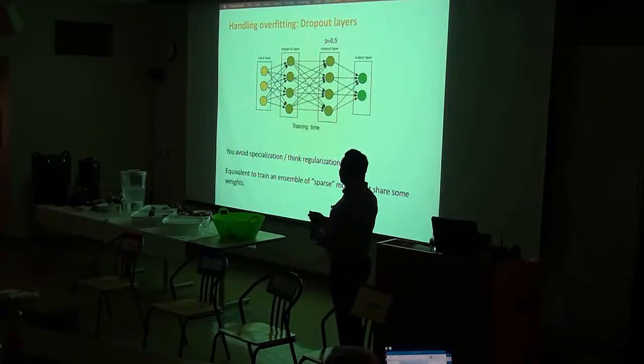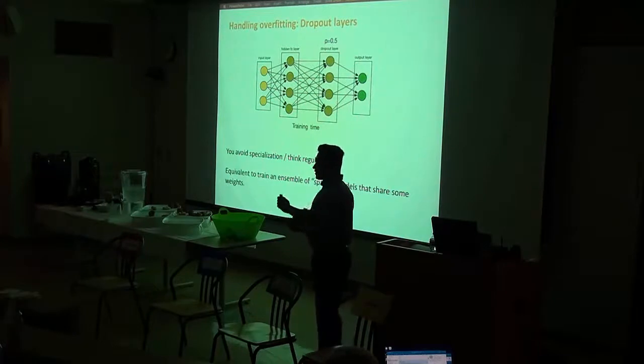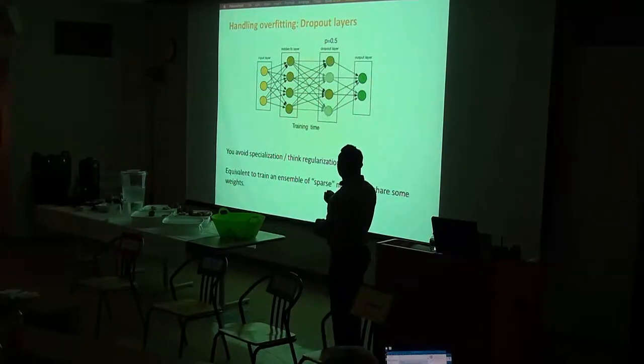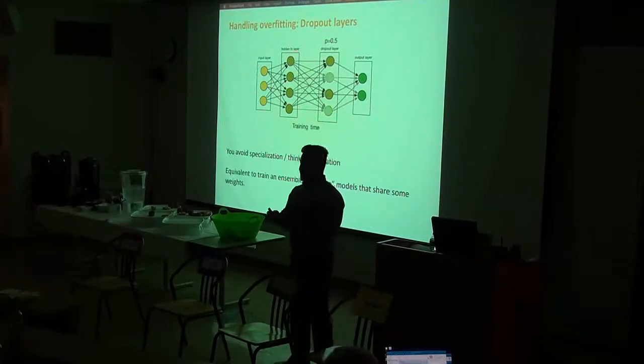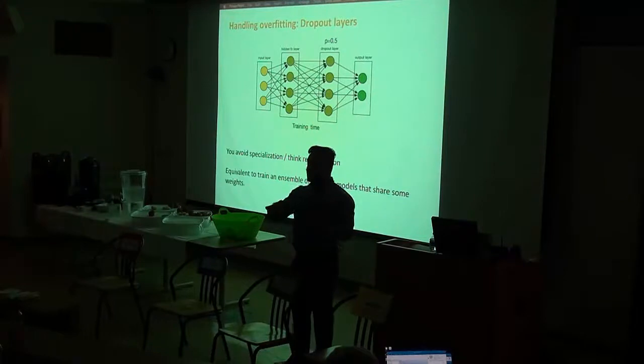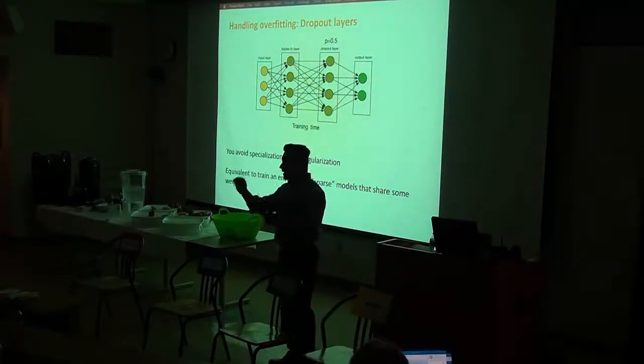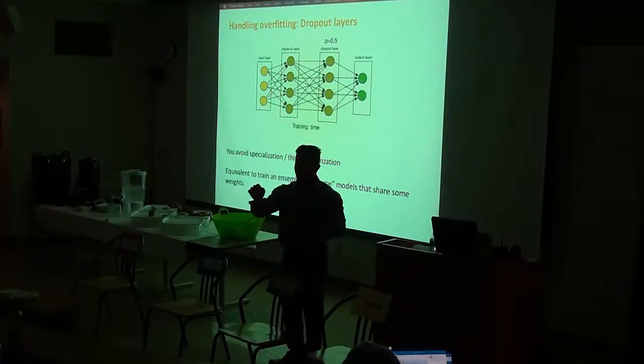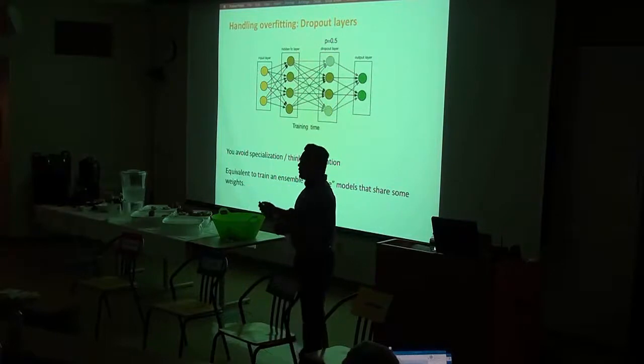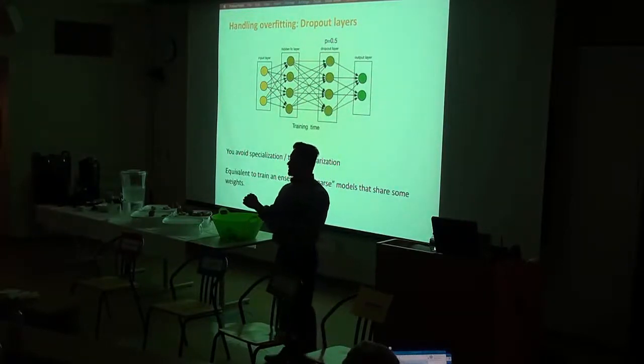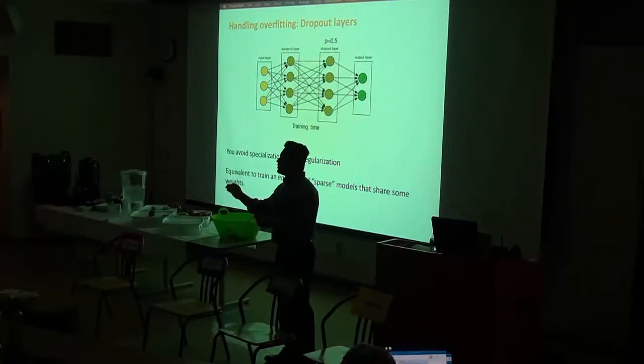Now there are network designs that you can use to address overfitting. A very common method is called a dropout layer. The idea, again, is to avoid specialization. As you train your network, there are going to be weights that become critical, very important. But if you drop out those weights during training, you're never allowing a particular weight to become too important.